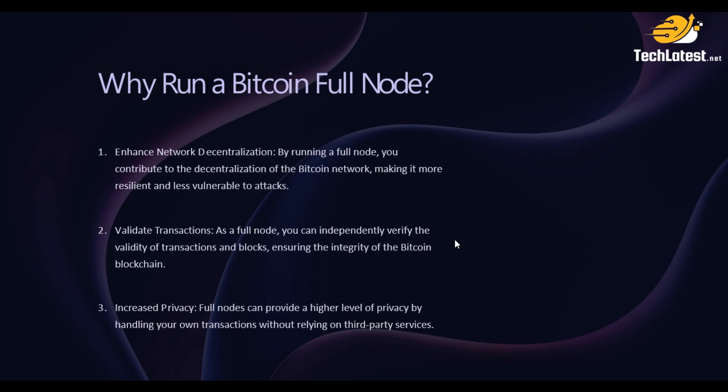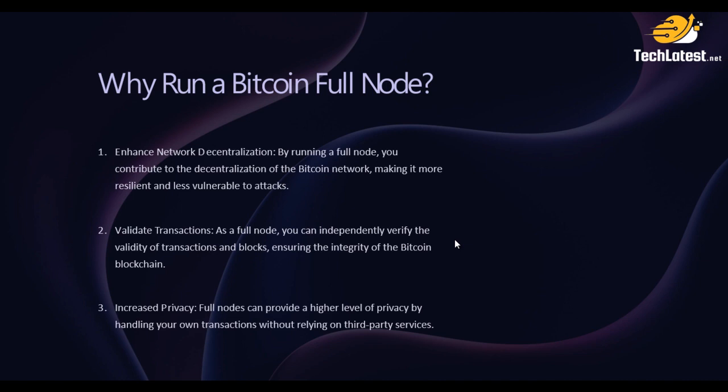Another crucial reason to run a full node is censorship resistance. In today's world, financial censorship is a growing concern. Banks and governments can impose restrictions on who can transact and what can be transacted. However, by running a full node, you contribute to a decentralized network that is resistant to censorship. No single entity can dictate who can participate in the Bitcoin network or what transactions are allowed.